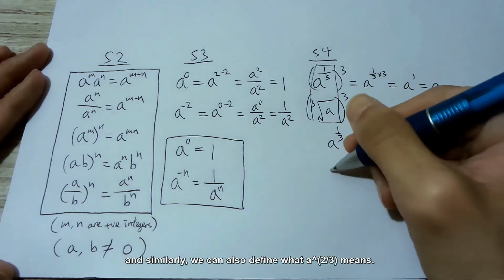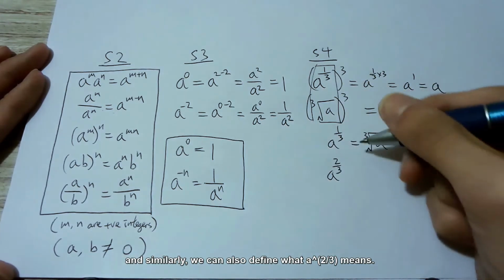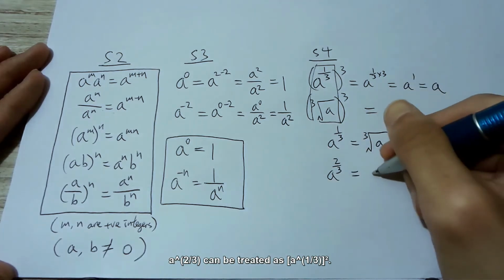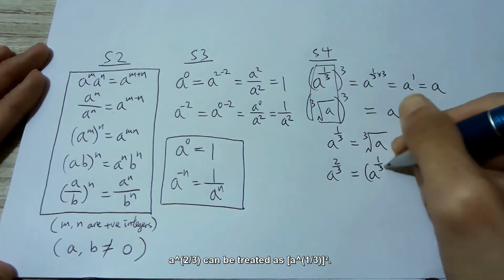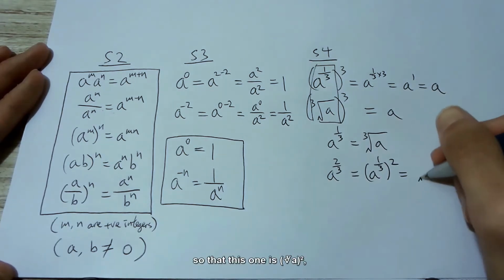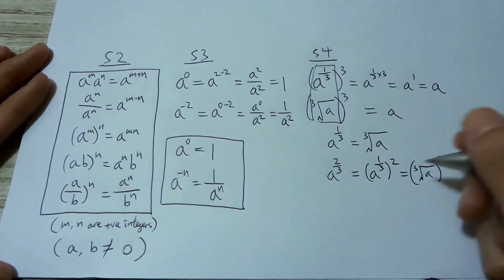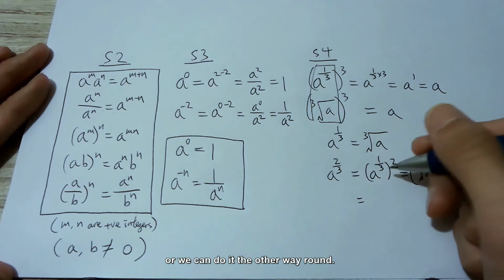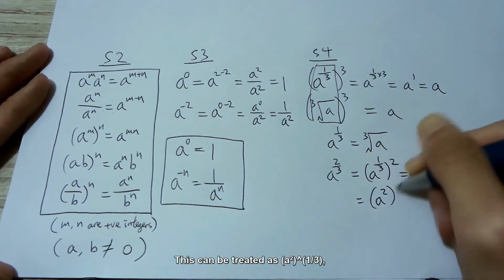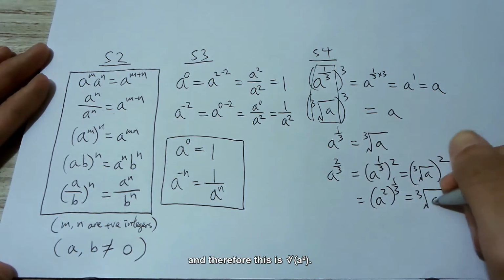And similarly, we can also define what a to the power 2 over 3 means. a to the power 2 over 3 can be treated as a to the power 1/3, to the power of 2. So this one is the third root of a, and then squared. Or we can do it the other way around. This can be treated as a squared, to the power 1/3. And therefore, this is the third root of a squared.